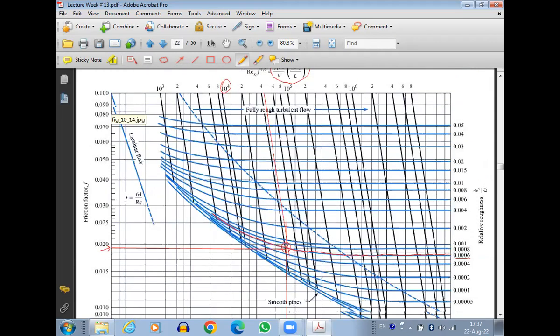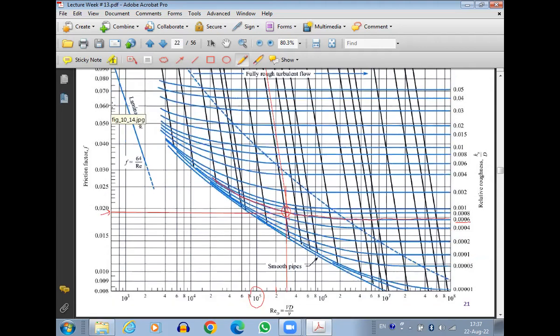So that was the Moody chart here. Smooth pipe. The last curve is for the smooth pipe. Okay. So now we need 5.93 into 10 to the power 3, right? So this is 10 to the power 3, 1 into 10 to the power 3, 2 into 10 to the power 3, 4 into 10 to the power 3. This is 6 into 10 to the power 3. So 5.93 will be very close to 6.